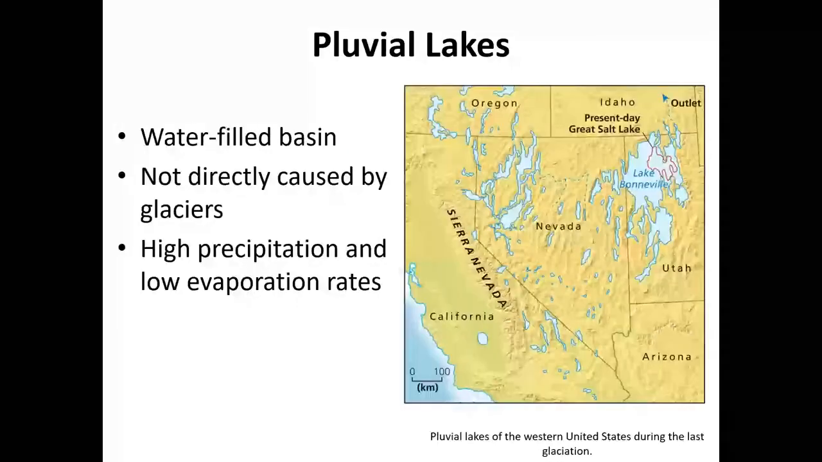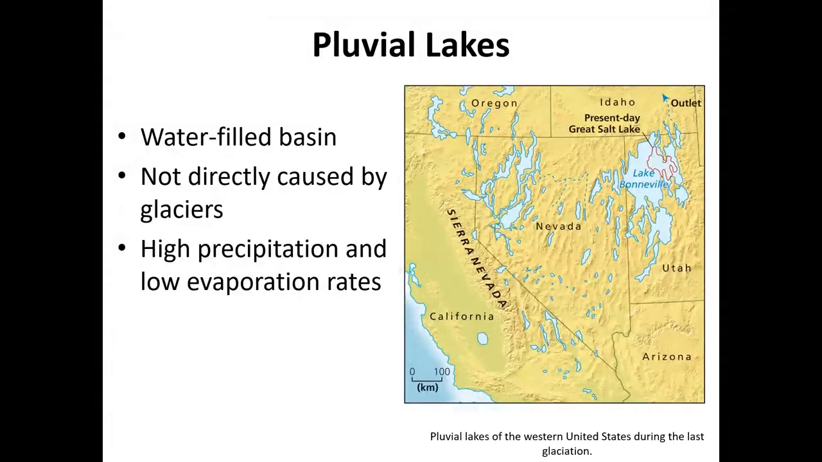Out west, at the height of the Ice Age, these lakes weren't directly caused by the glaciers, but during this time period about 20,000 years ago, there was more precipitation in the western parts of the US, and there was a lot more rain and more water.